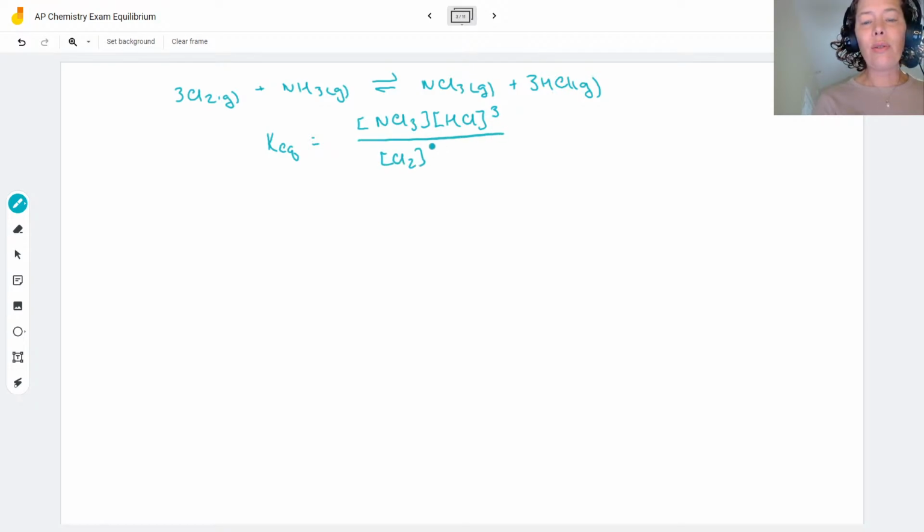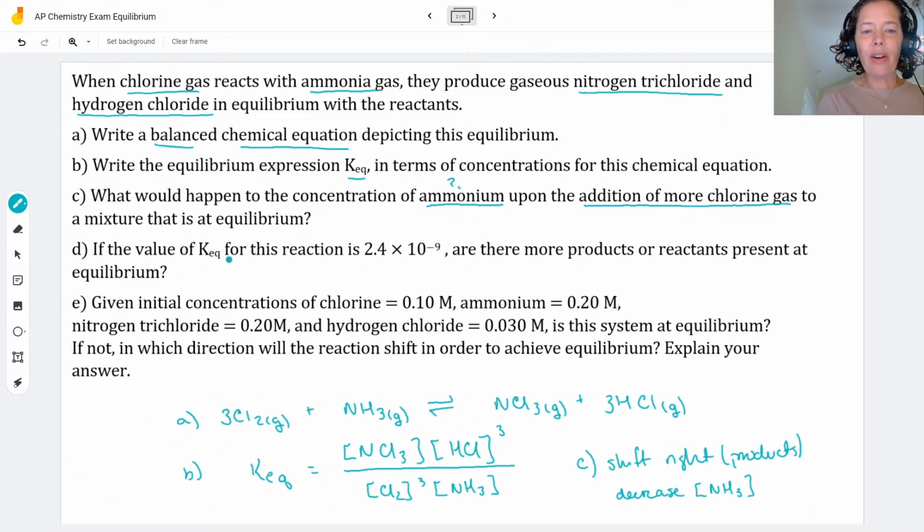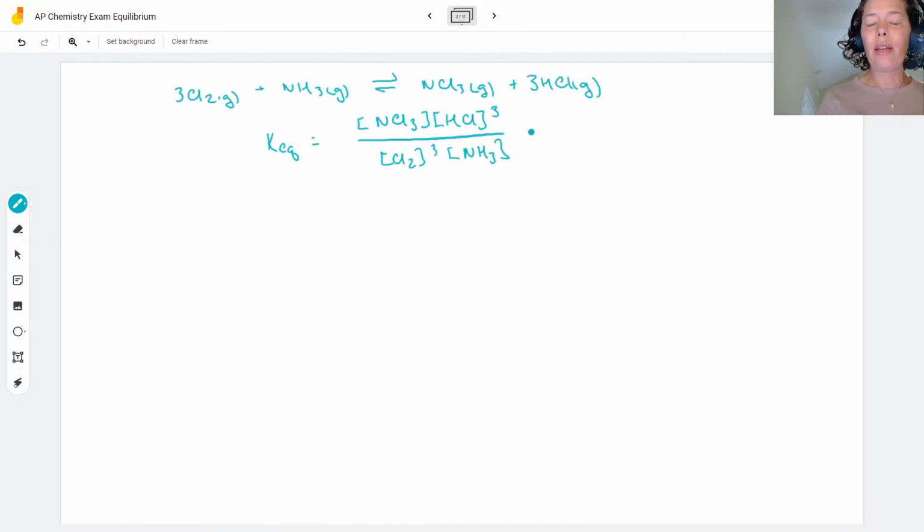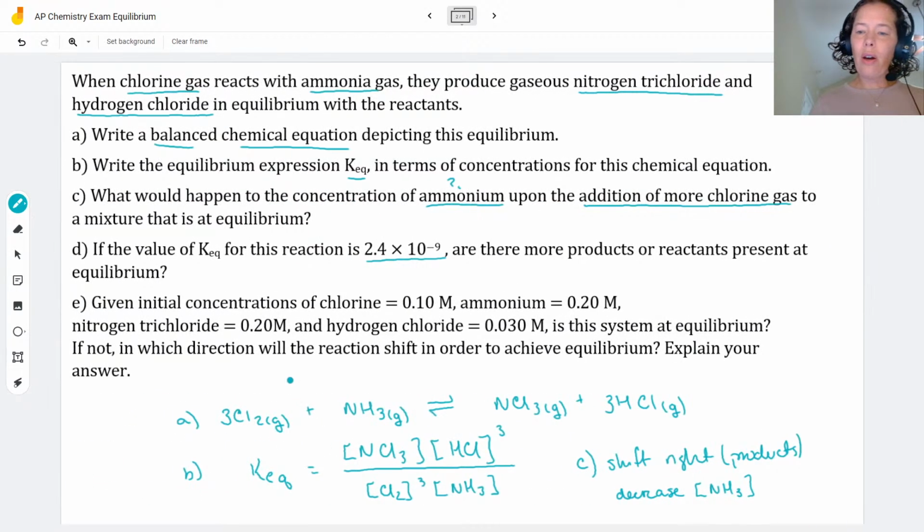And this is chlorine and then ammonia. All right. Great. So they told us here, just to go back, that our KEQ is 2.4 times 10 to the negative ninth. So we'll say 2.4 times 10 to the negative ninth. And what they want to know is, are there more products or reactants present at equilibrium?